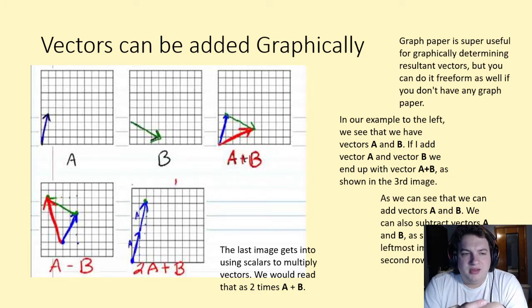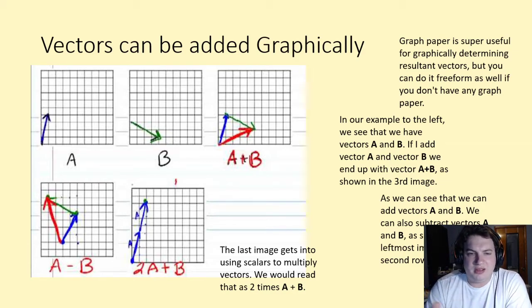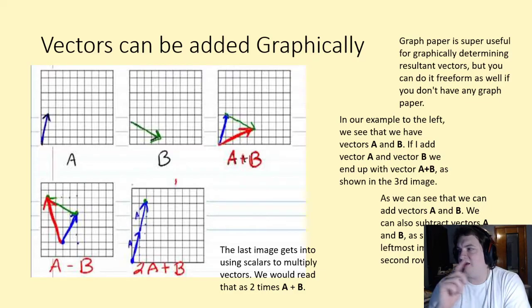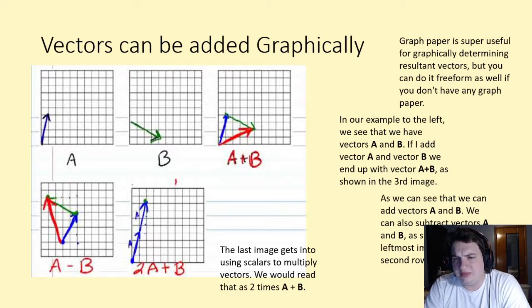Looking at our top row, the first one on the far left is showing my vector A. My second one is showing vector B. And my third one is showing A and B. So what happens is I draw vector A, and then from the tip of vector A, I can draw vector B. My resultant vector, or vector A plus B, is going to be from the tail of vector A to the head or tip of vector B, because I moved vector A and then I moved vector B. Hopefully that makes sense.